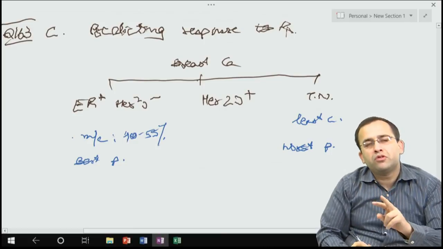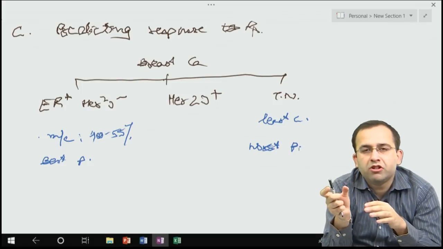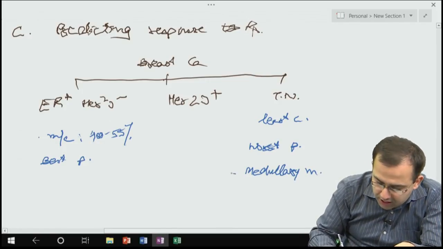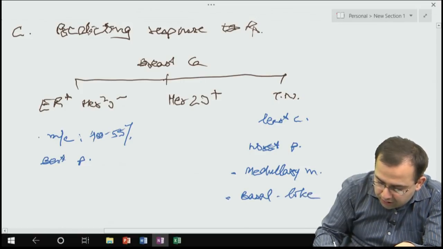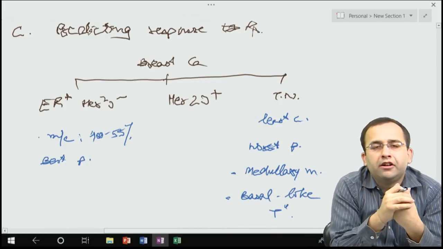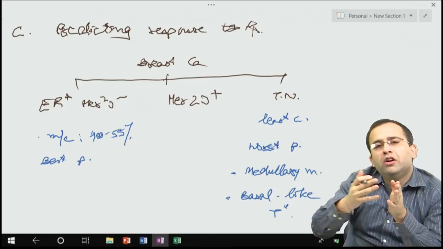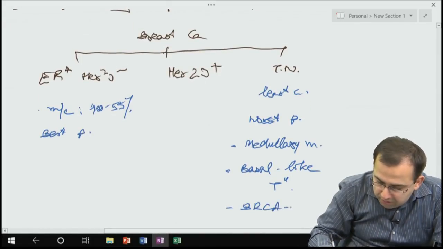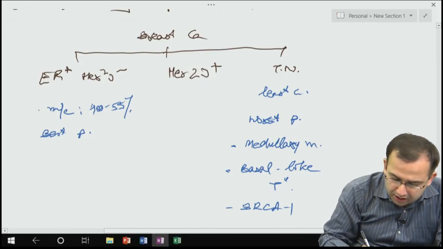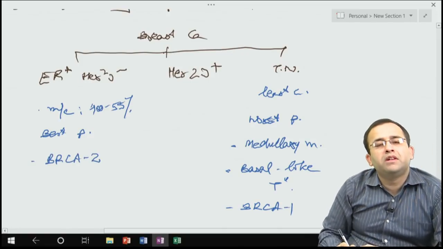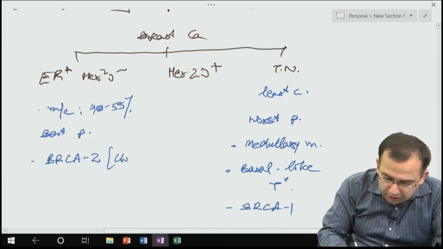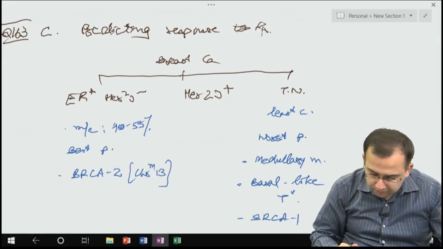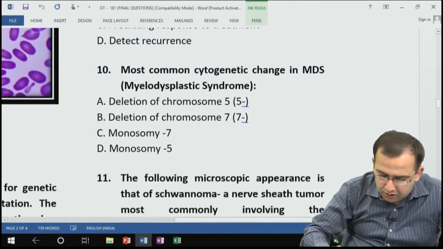Next point, triple negative microscopically is associated with which feature, which morphology? Medullary morphology. Triple negative is called a basal-like tumor. Why? Because it is positive for basal or myoepithelial cell markers. Next point, most common familial gene with triple negative, BRCA1, present on chromosome 17, versus ER positive, HER2 new negative, where the most common familial gene is BRCA2, present on chromosome 13. This is breast cancer classification and it is used for predicting the response to therapy. Next, this gets us to our next question, that is question 164.